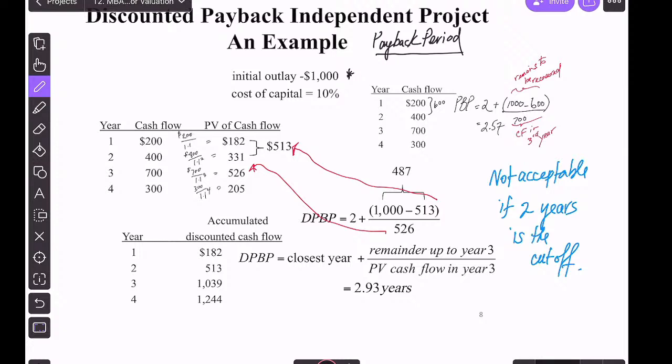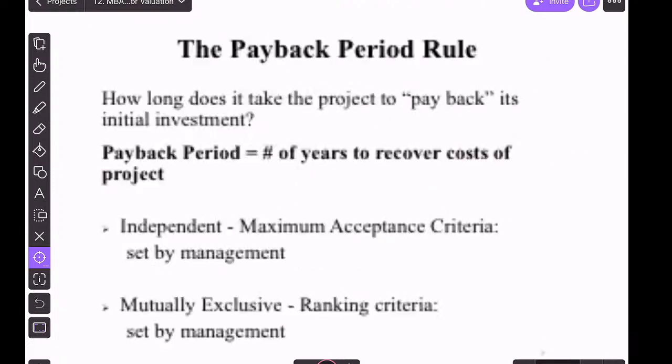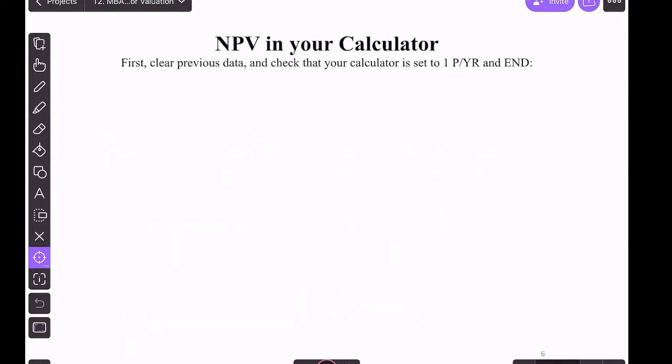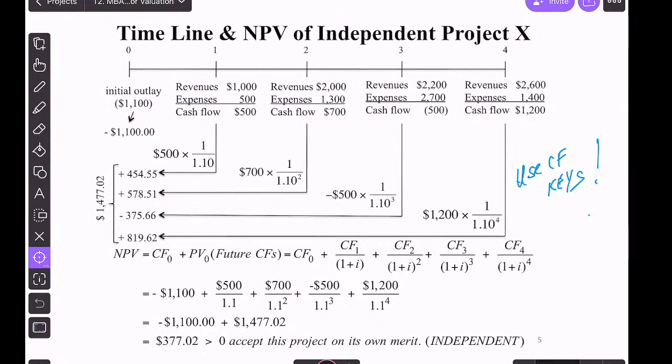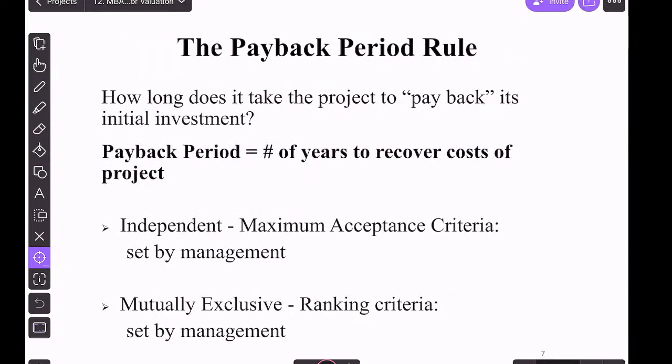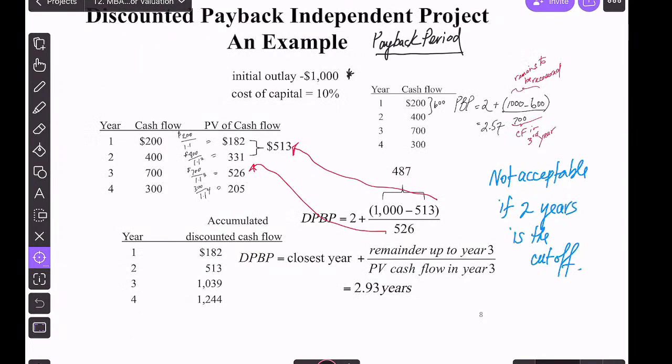Okay, so yes, Jean is asking, how do I include the other years? Well, see, this is something different. This doesn't care about the future years. It just cares about the short term. If you want to include future years, you would use NPV. It's not unheard of that someone will make a decision using both NPV and either one of these rules, payback period or discounted payback period.